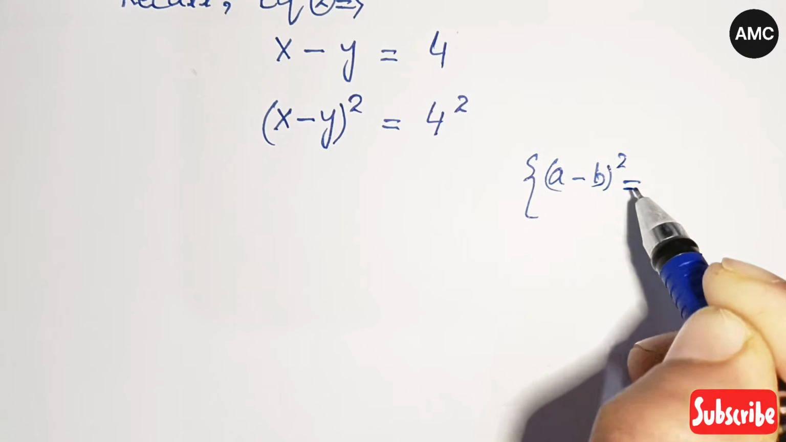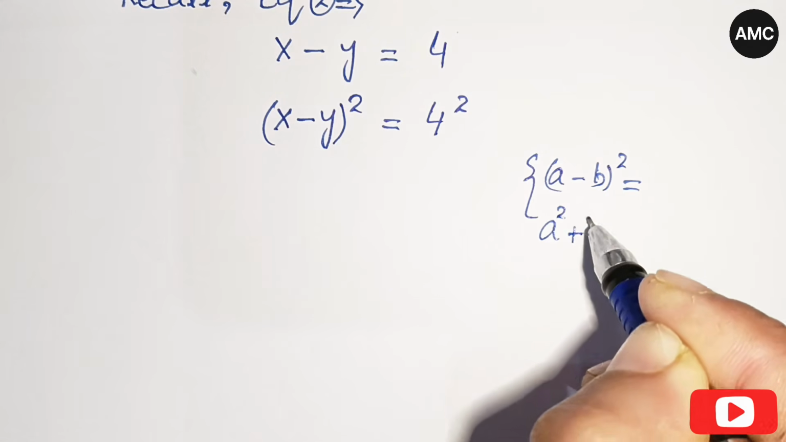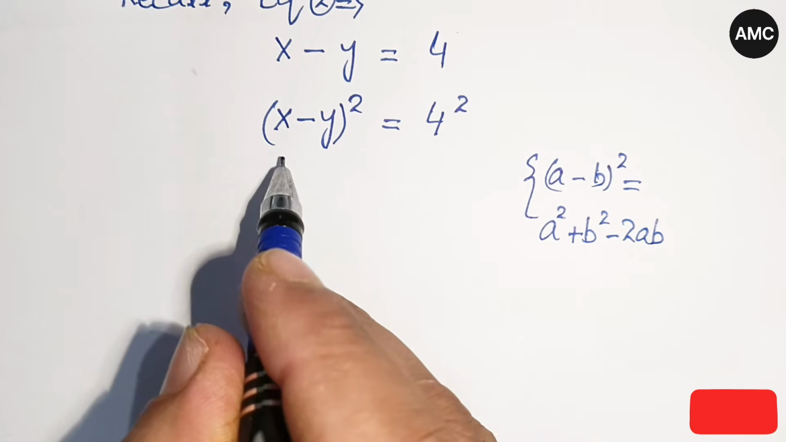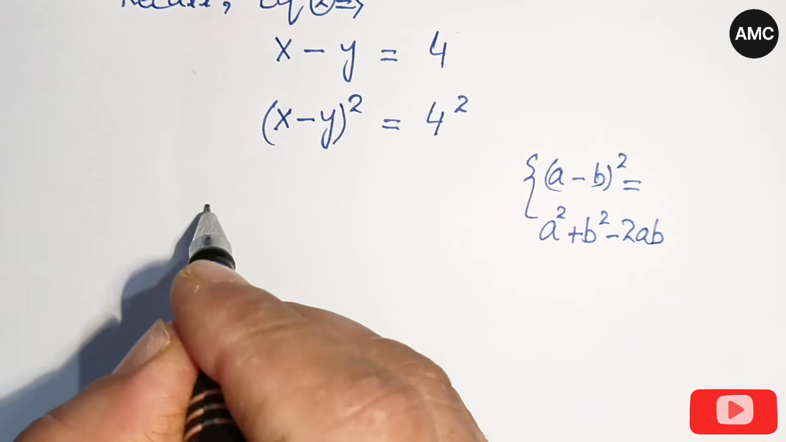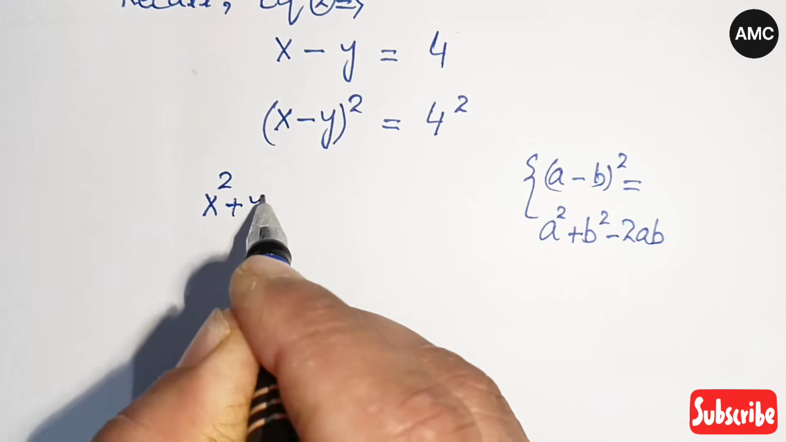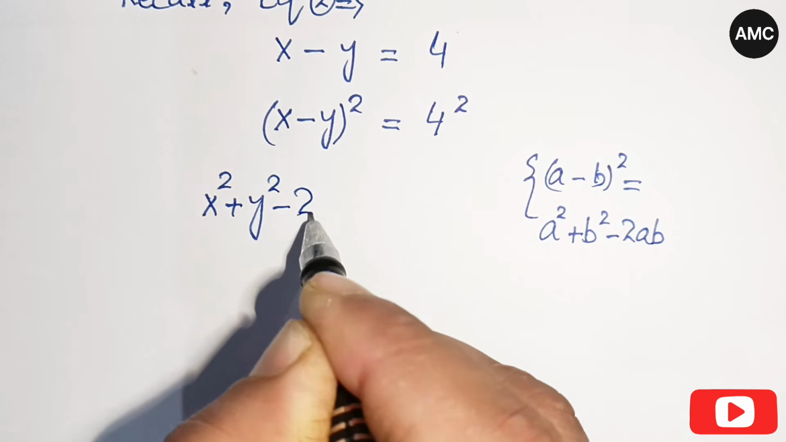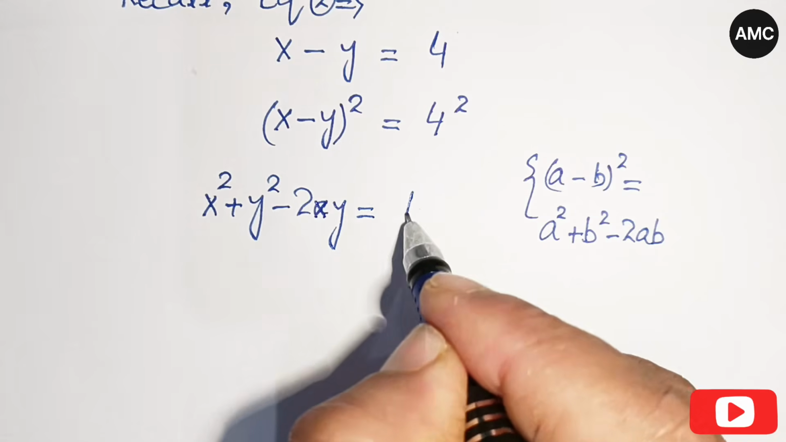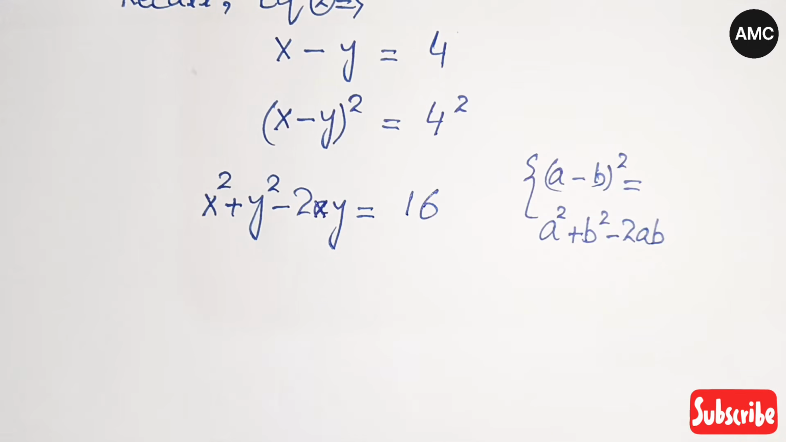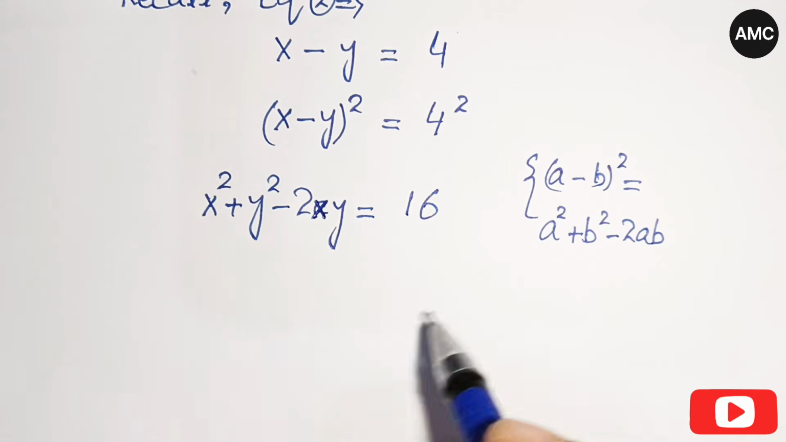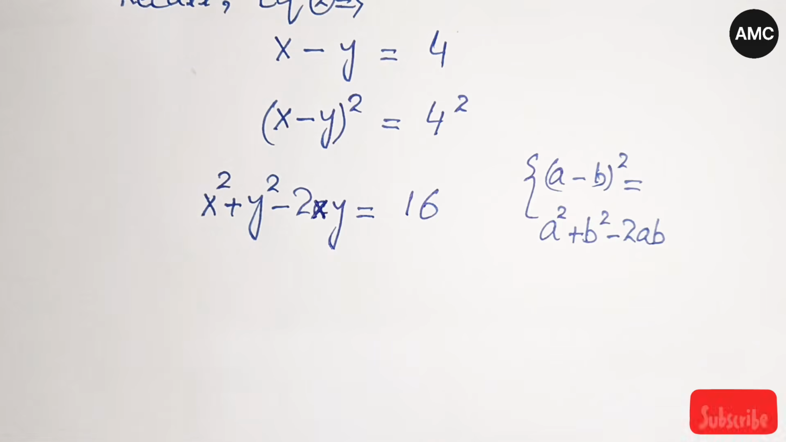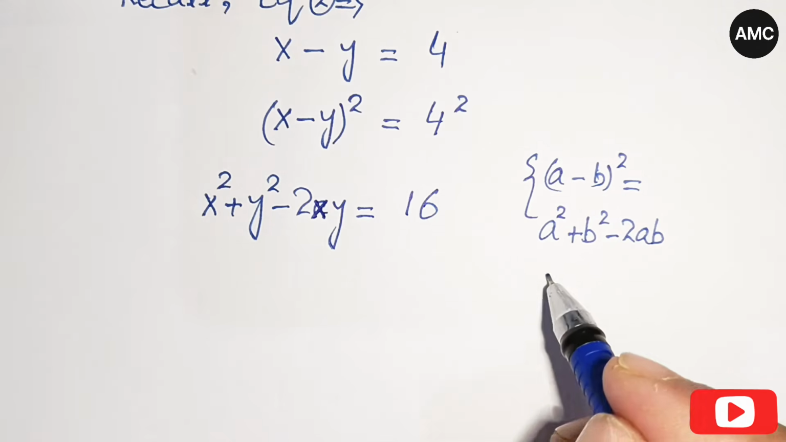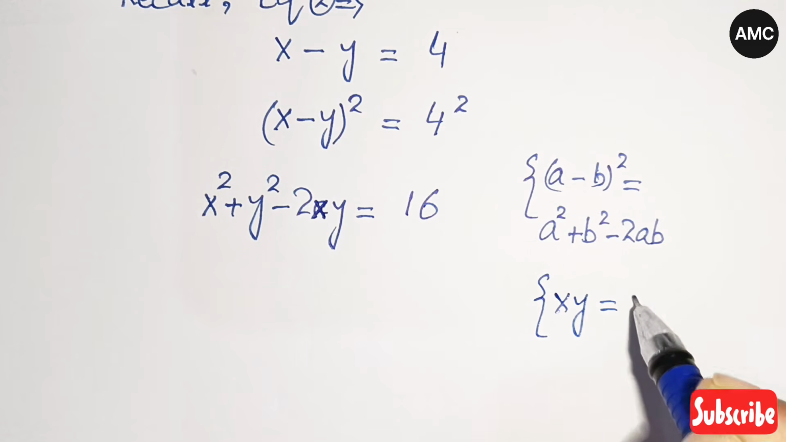if we have a minus b whole squared, then it is equal to a squared plus b squared minus 2 times a times b. So x minus y whole squared will be x squared plus y squared minus 2 times x times y, is equal to 4 squared, which is 16. Now, as we know, x times y, according to equation number 3, is equal to 4. So here, x times y is equal to 4.